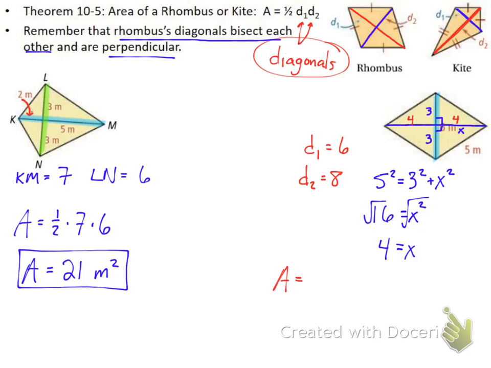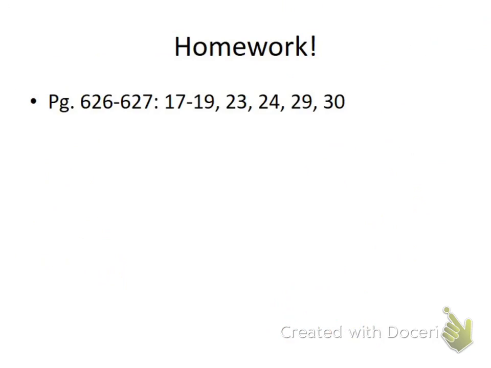So I go area is equal to 1/2 times my diagonals, which are 6 and 8. So my area is equal to, let's see, 48, so 24 square meters. There we go.